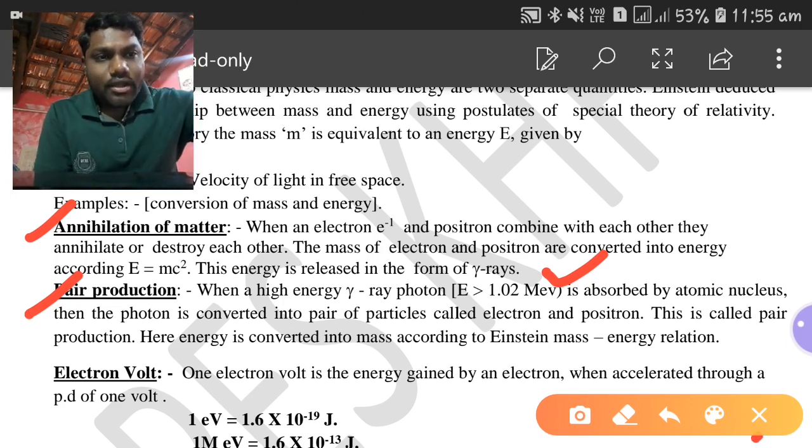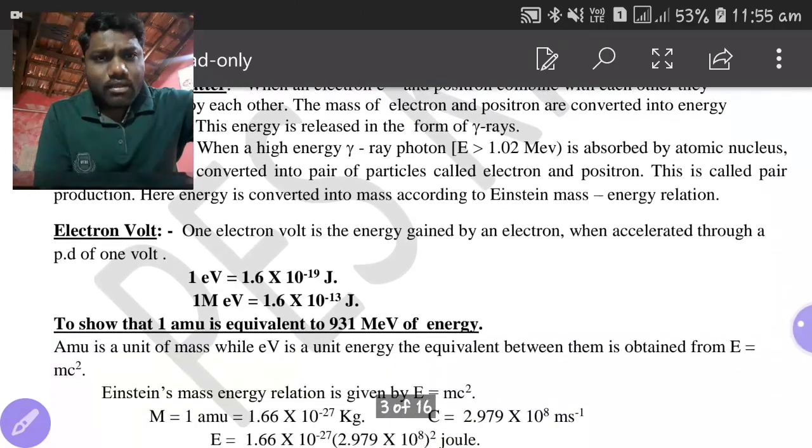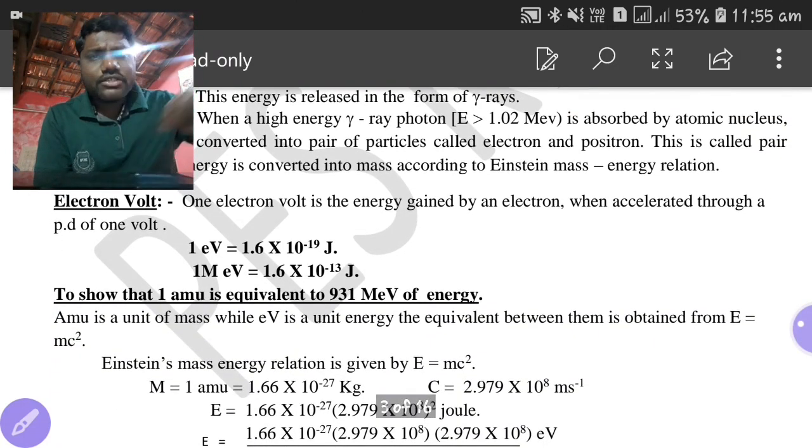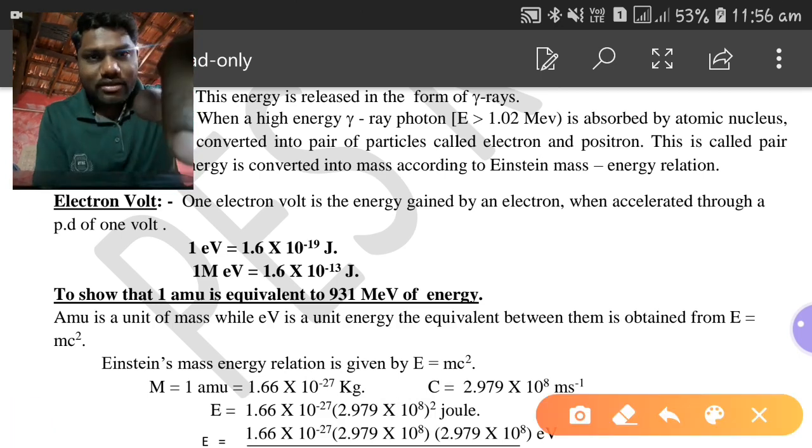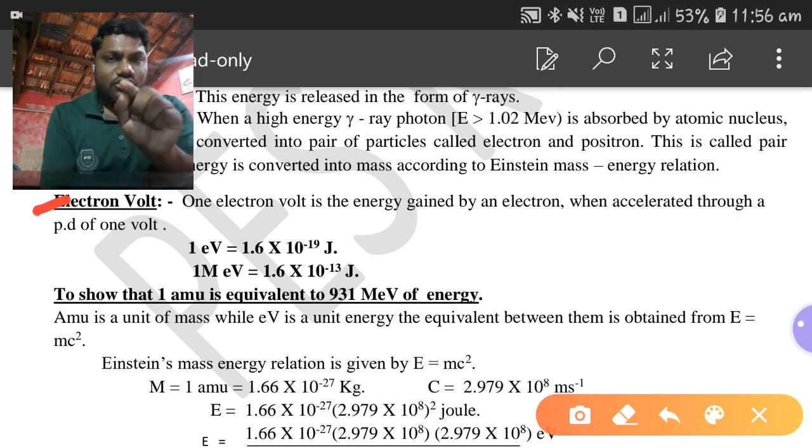So we already know that energy can be measured in terms of joule. Another unit of energy is the electron volt. In further classes we will use the unit of energy as electron volt. Therefore the definition of electron volt is given here. 1 electron volt is the energy gained by an electron when accelerated through a potential difference of 1 volt.